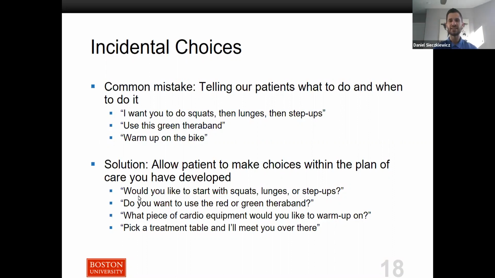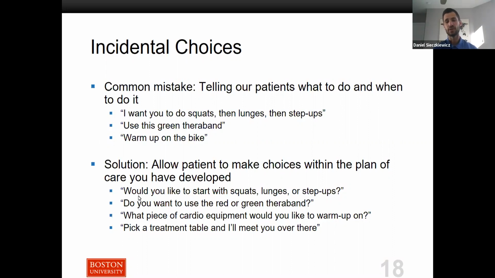Something as incidental as allowing them to pick the treatment table that they go to, and I'll meet you over there, rather than saying, you see that table next to the wall, go over there and I'll meet you there. Patients sometimes even have an area of the clinic that they prefer to be in. And we don't know unless we ask or provide them with that autonomy. And that can have a very positive impact on learning conditions.